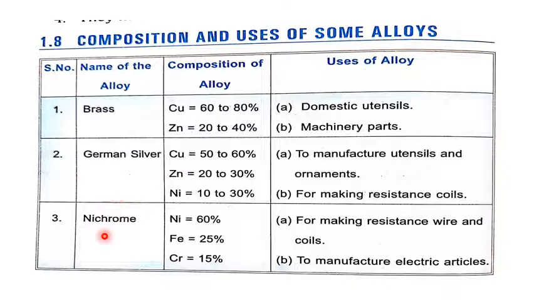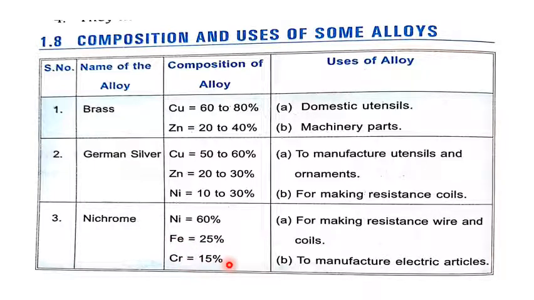Next one, nichrome. This is another alloy. This is a homogeneous mixture of nickel, iron, and chromium. What composition is there in nichrome? Nickel 60%, iron 25%, chromium 15%. The major metal is nickel.